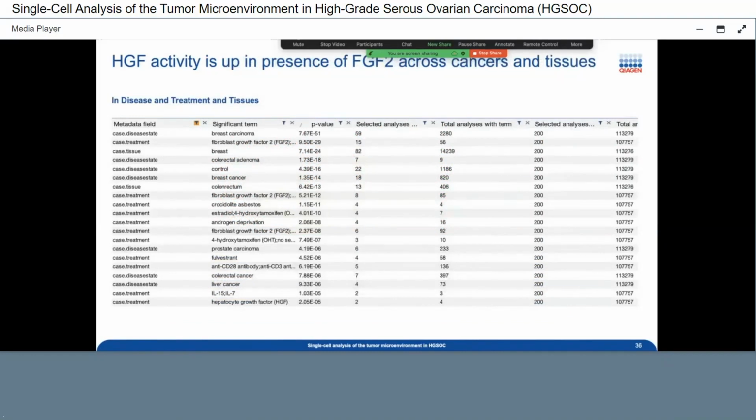When is HGF activity up? Well, guess what? When you look at disease state and treatment in tissue, you realize that HGF is increased in presence of HGF2, as you can tell here, in very high percentage. So you have a strong association of HGF activity and HGF2 activity. Therefore, the network I've seen before, which I didn't know anything about, I can find out this is a known phenomenon across cancer, or at least highly prevalent. See, that's the beauty of having Activity Plot.